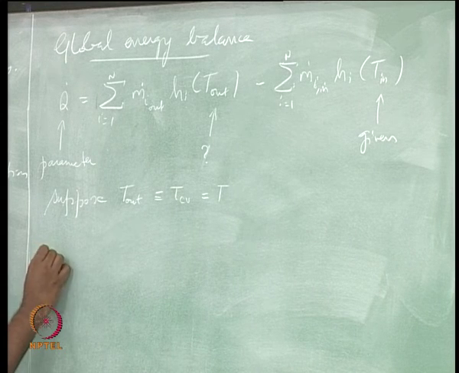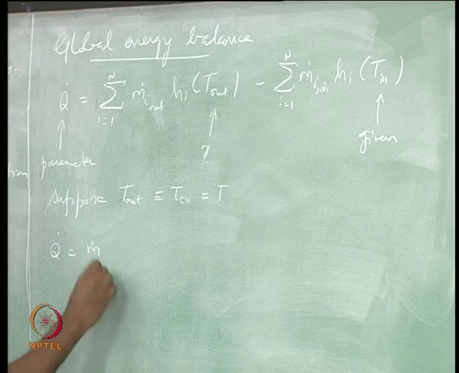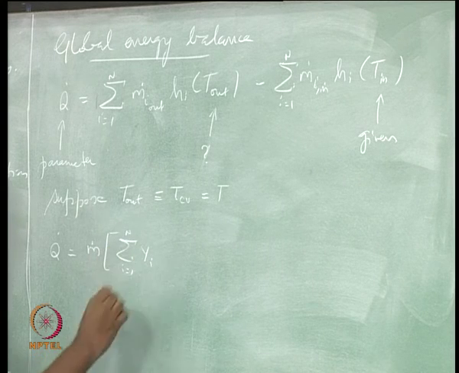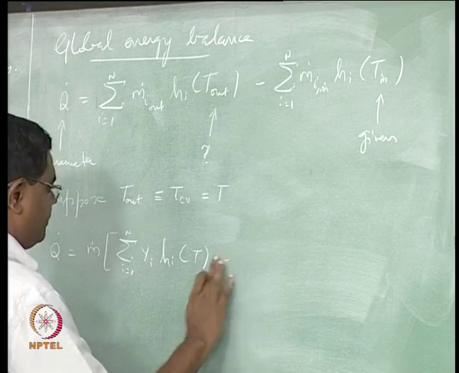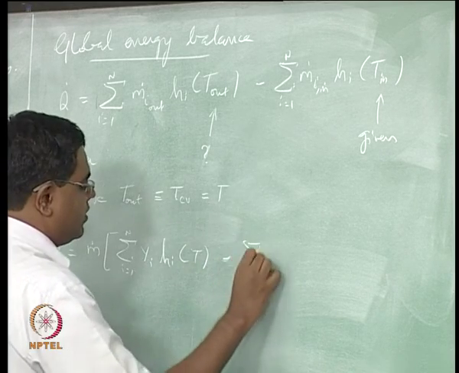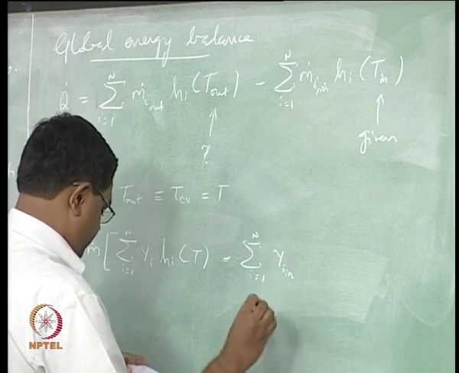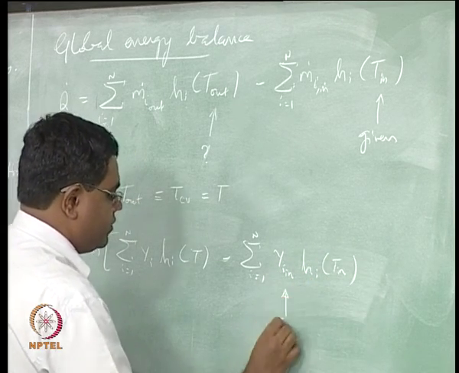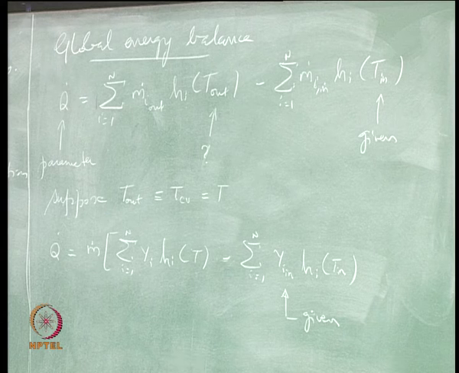So Q dot is equal to, we can now pull the m dot out, m dot times sigma I equals 1 to n yi hi of T minus sigma I equals 1 to n yi in hi of T in. So here yi in is also given, as we said earlier, at least we need to know the inlet composition.